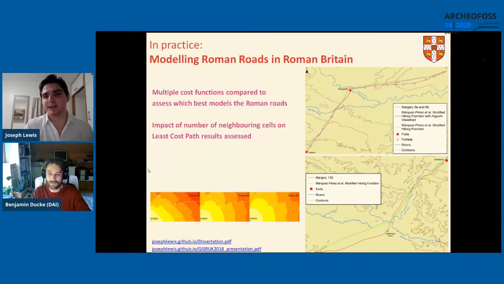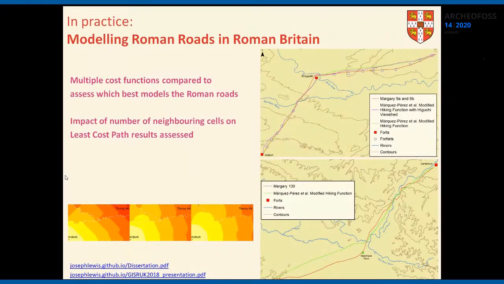On the right-hand side, the upper is in Scotland, and the bottom's in southeast England. I used multiple cost functions to understand which one is more appropriate for the Roman roads, and whether one is more appropriate in Scotland, which is more mountainous, and whether another is more appropriate in the south, which is more flat. And I also assessed how the number of neighbouring cells on the least cost path affected the results.